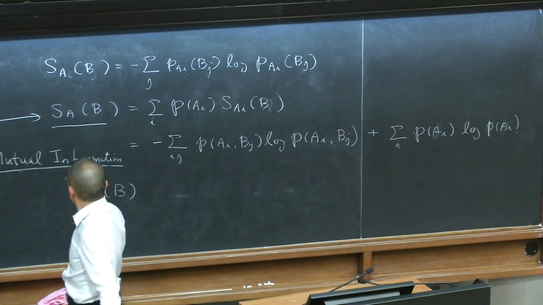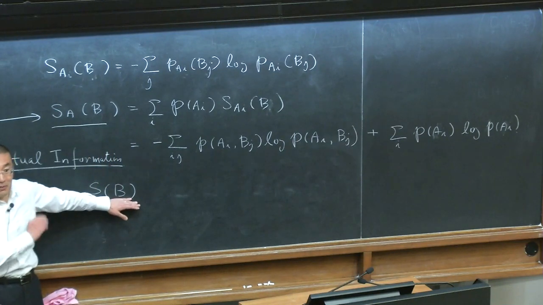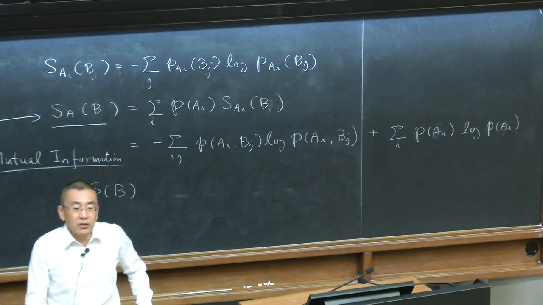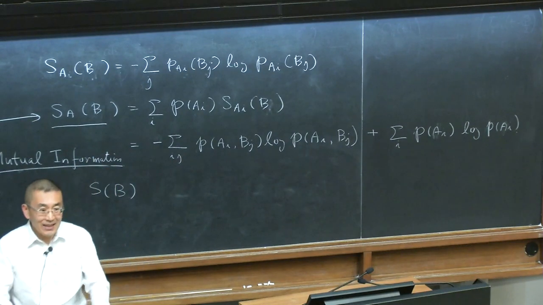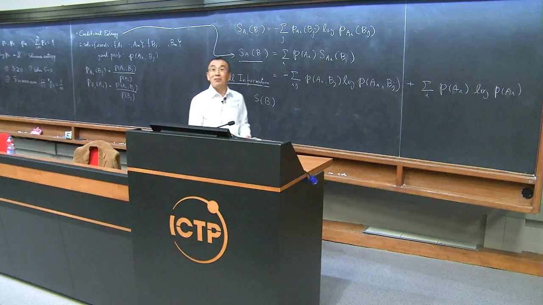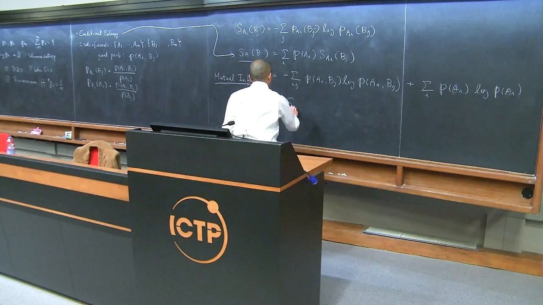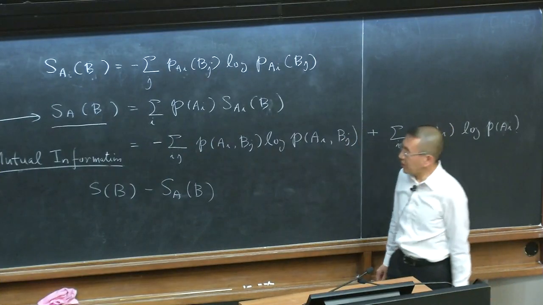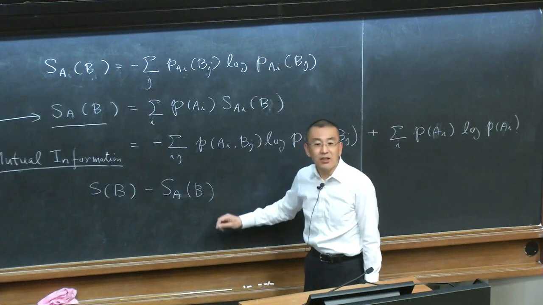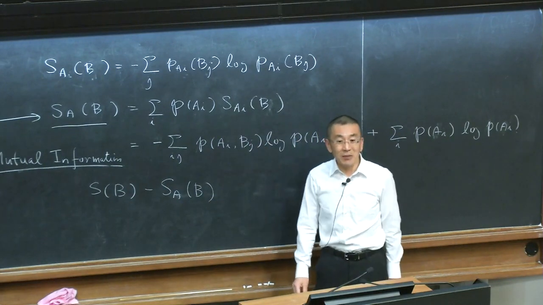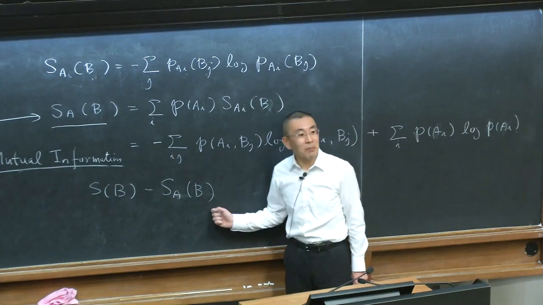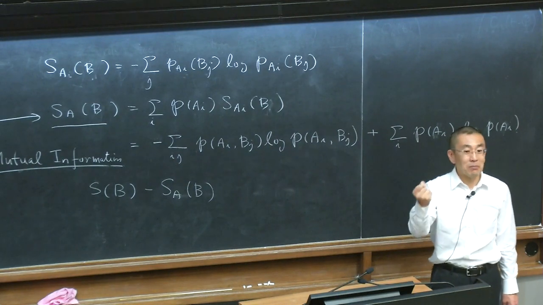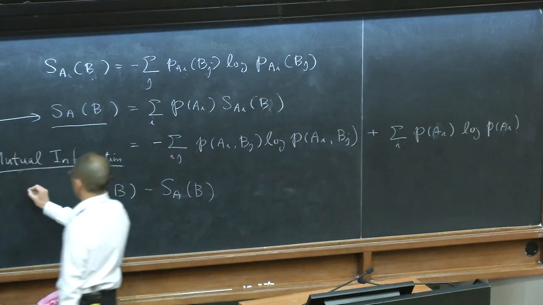Okay, so this is an uncertainty I have about S of B. But now suppose you know you are going to measure A, and then you ask how much uncertainty you have about B. So that would be S of A of B. So that means that this is the amount of uncertainty you can reduce by doing the experiment A, right? Namely, this is a measure of how useful it is to do the measurement A when you want to find out about B. So this is a mutual information.